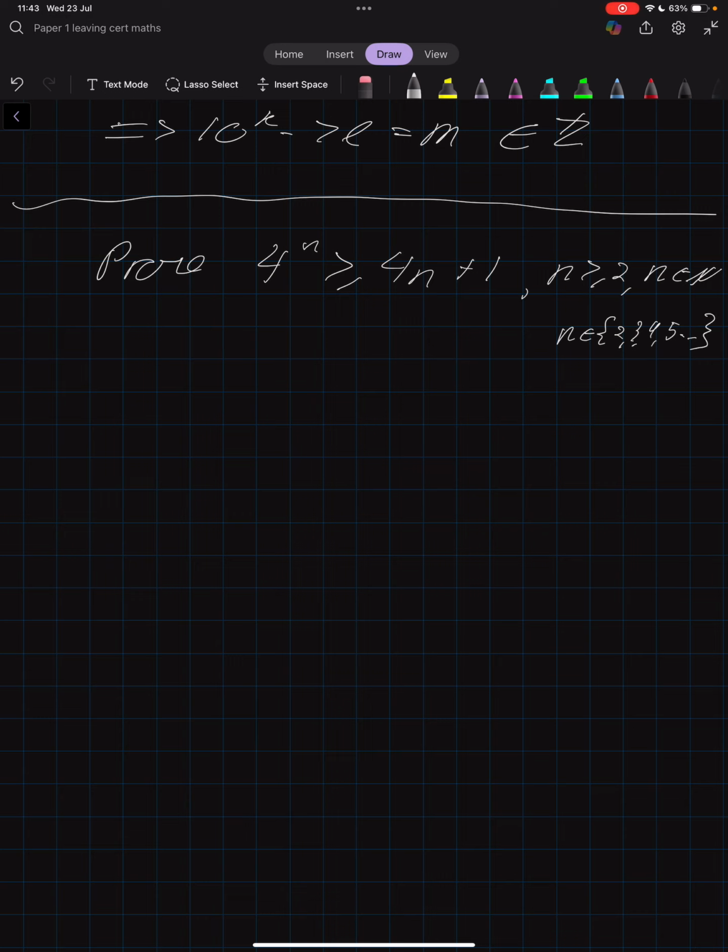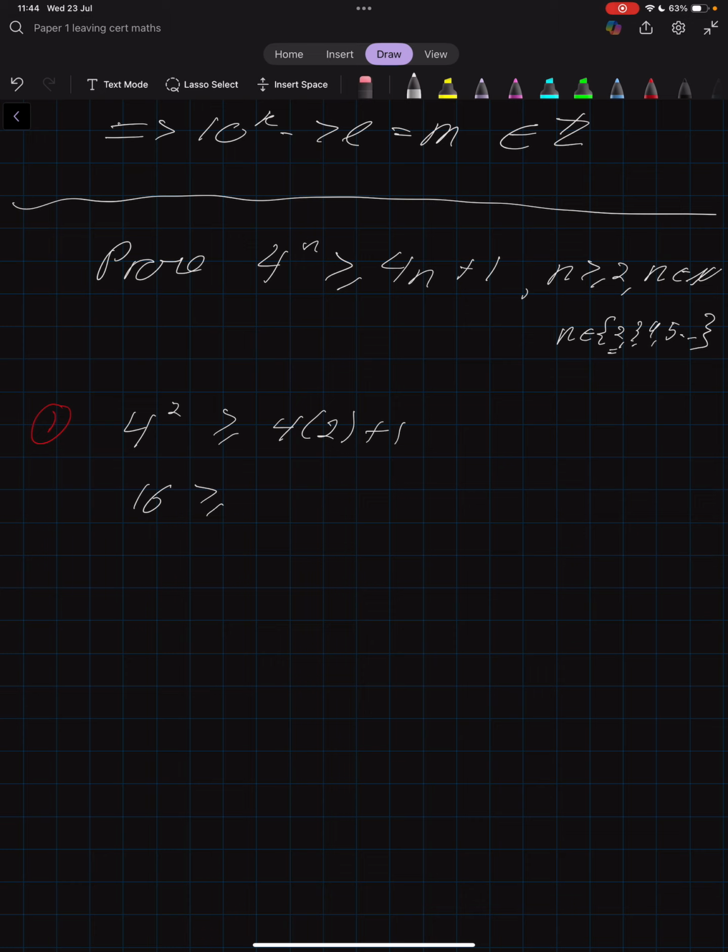Okay? So now, first step, you prove it for the smallest n. What's the smallest n here? In this case, it's 2. So you show that this is true for n equals 2. So you say, okay, is 4 to the power of 2 greater than or equal to 4 times 2 plus 1?